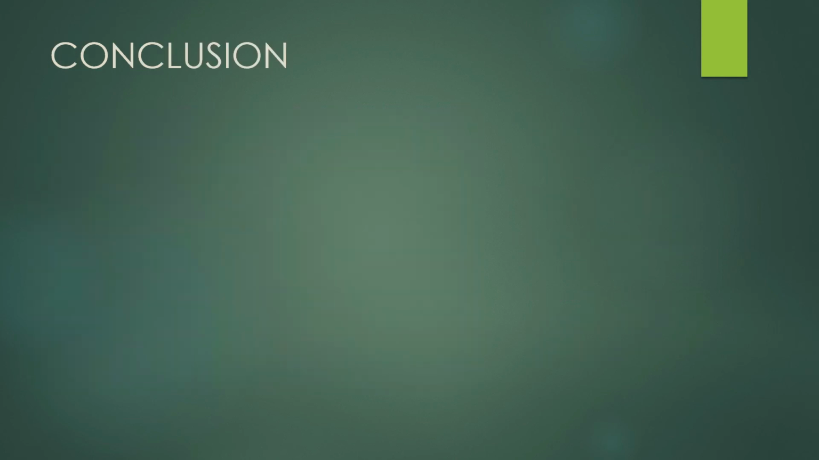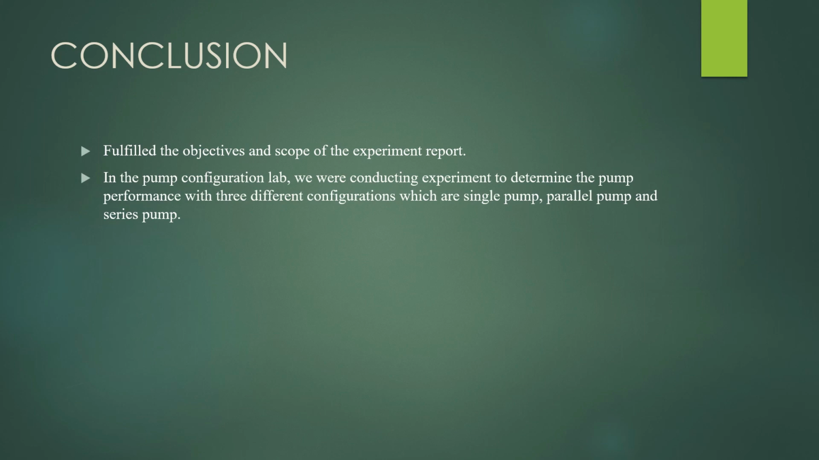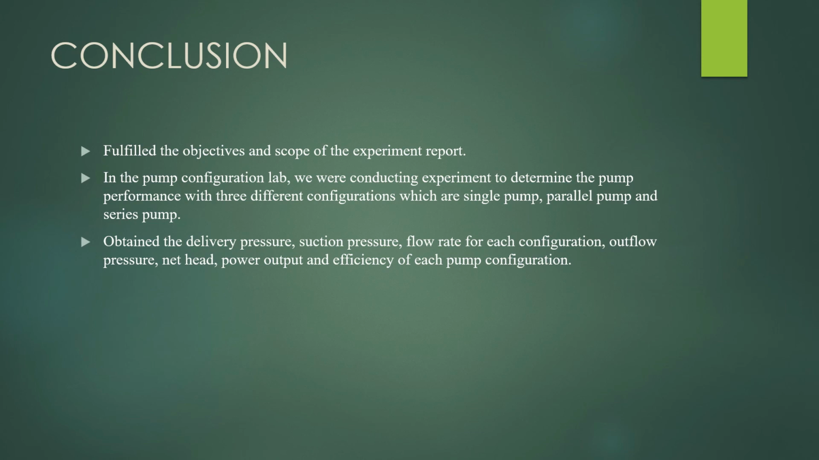So we end here with the conclusion. We fulfilled the objectives and the scope of the experiment report. In the pump configuration lab, we conducted an experiment to determine the pump performance with three different configurations, which are the single pump, parallel pump, and series pump. And we obtained the delivery pressure, suction pressure, flow rate for each configuration, outflow pressure, net head, power output, and efficiency of each pump configuration.